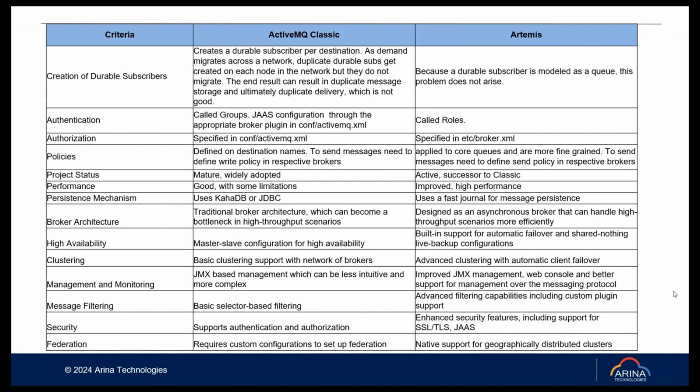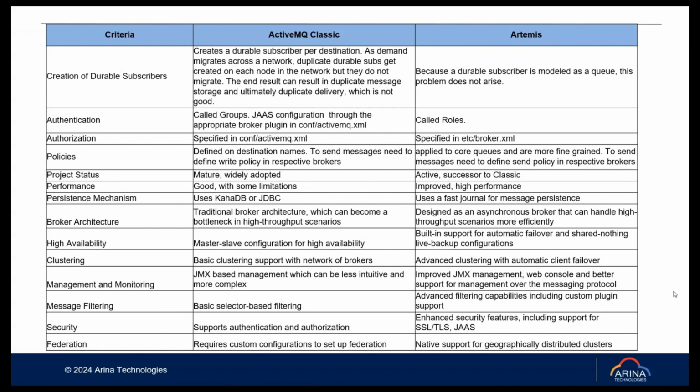Now, a few other topic comparisons, like creation of durable subscribers. For ActiveMQ, you would create a durable subscriber per destination. As the demand migrates across the network, duplicate durable subscribers will get created on each node in the network, but they will not be migrated. So the end result you could have is duplicate message storage and ultimately duplicate delivery. While in Artemis, because a durable subscriber is modeled as a queue, this problem will not arise, because you have a queue separate compared to the separate setup for ActiveMQ.